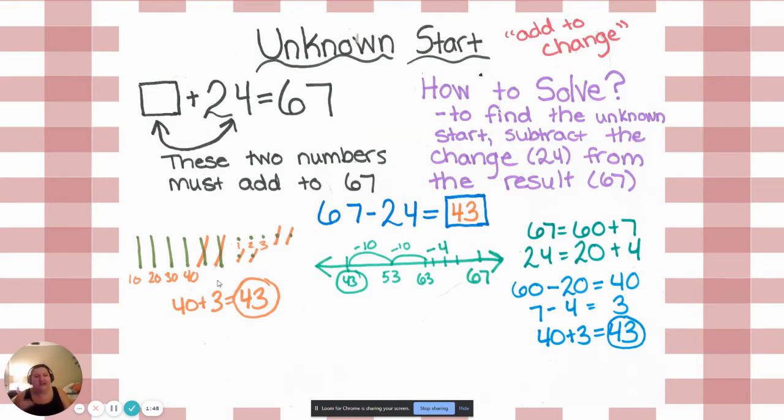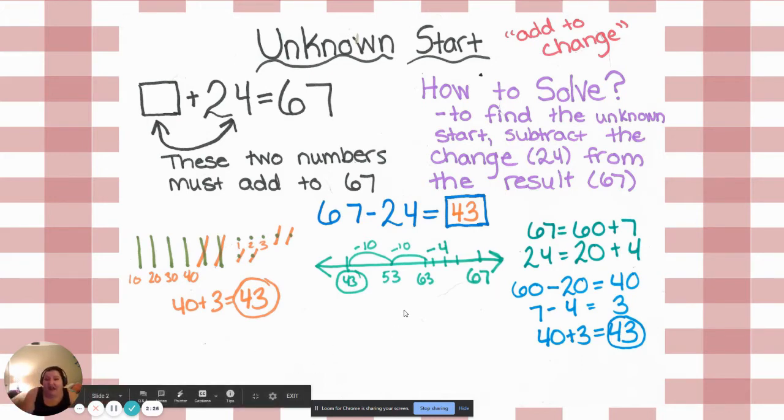The first way I solved it is with sticker notation. I drew out 67 in sticker notation. 10, 20, 30, 40, 50, 60, 61, 62, 63, 64, 65, 66, 67. And then I subtracted 24. 10, 20, 1, 2, 3, 4, 24. Then all I had to do was count what was left. 10, 20, 30, 40, 41, 42, 43. So our unknown is 43. But it's always a good idea to double check your work, and you can do that by solving it a different way, which is what I did here.